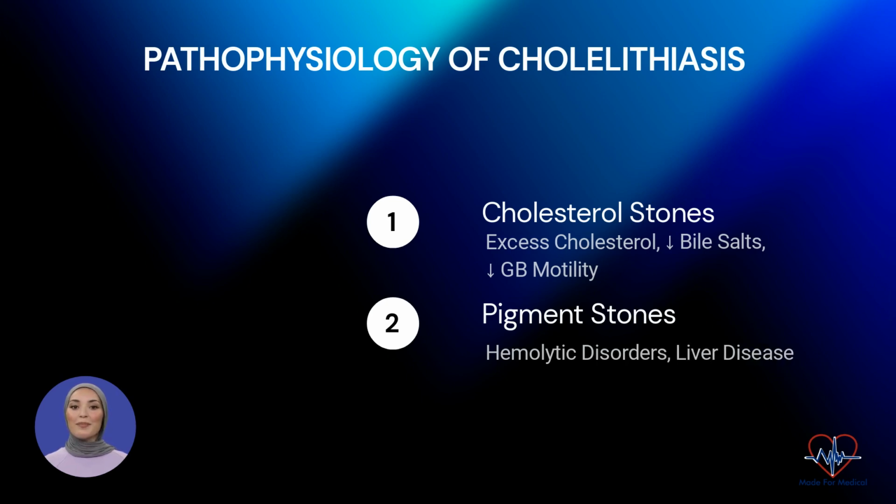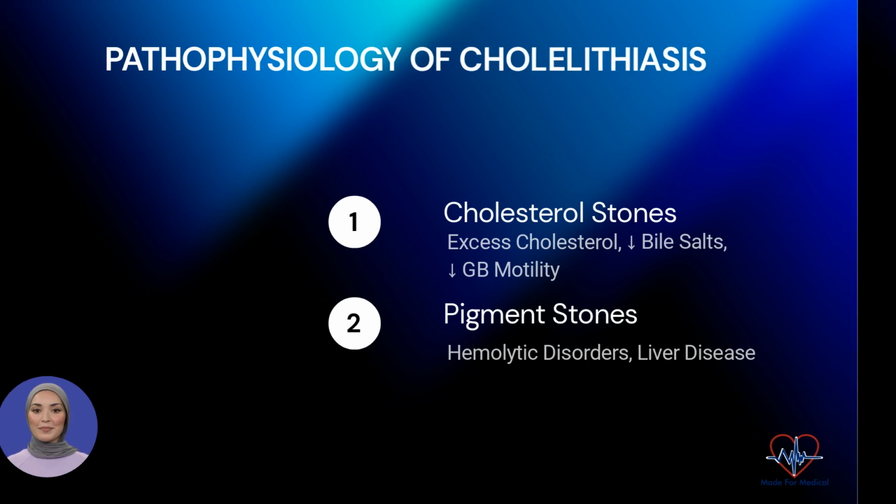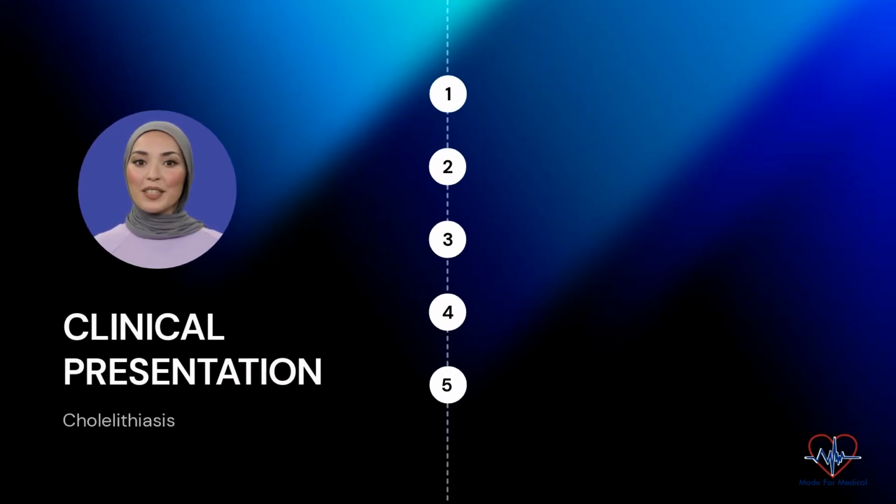Liver disease. Liver diseases that affect bilirubin metabolism, such as cirrhosis or certain infections, can contribute to the development of pigment stones. The clinical presentation can vary depending on the presence of symptoms and the occurrence of complications. Here are the key clinical features. Asymptomatic. Many individuals with cholelithiasis remain asymptomatic, and the condition is incidentally detected during imaging studies performed for unrelated reasons.